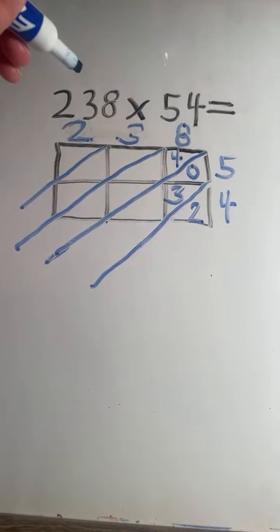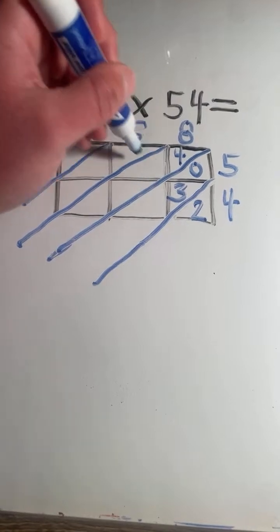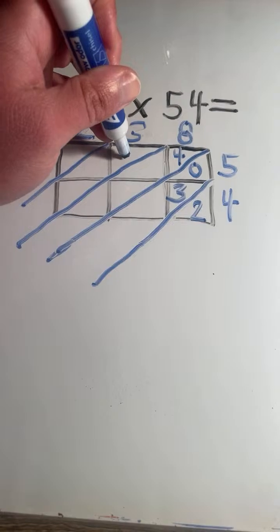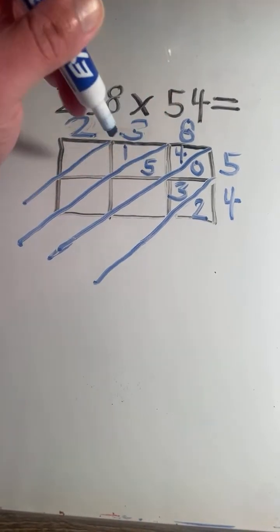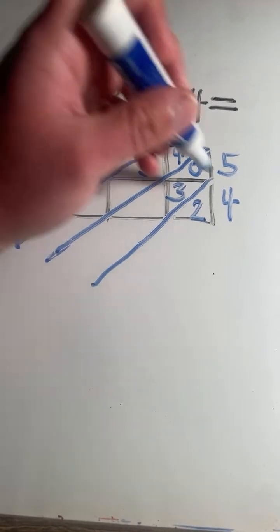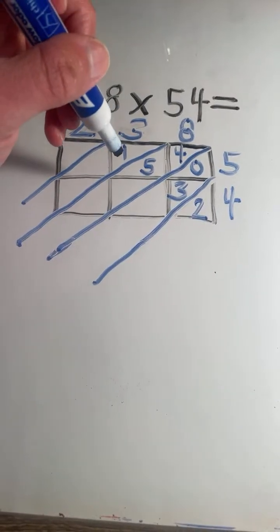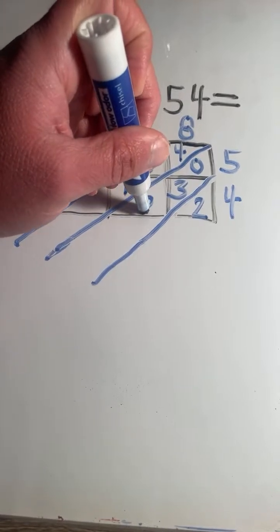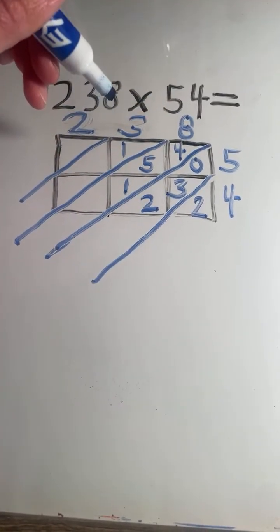3 times 5 equals 15. The answer to 15 goes in this square here. 15 has a 1 and a 5 in it, 1 in the top triangle, 5 in the bottom triangle. 3 times 4 equals 12. 12 has a 1 in the tens place, a 2 in the ones place, so 1 in the top triangle, 2 in the bottom triangle for our answer 12.